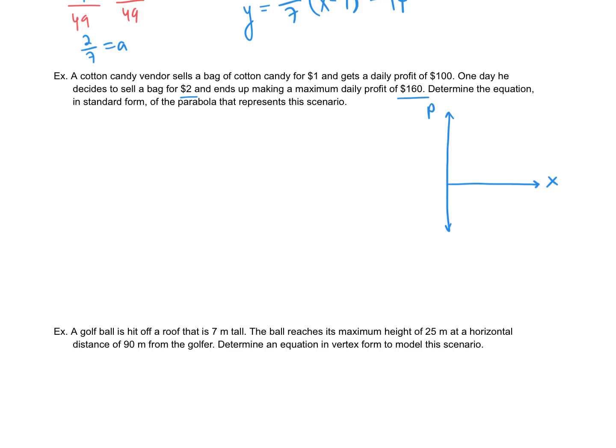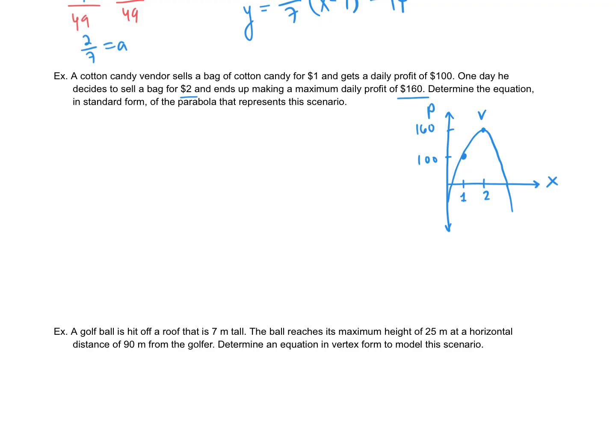And I am given some information. When the selling price is $1, the profit is 100. That's a coordinate. When the selling price is 2, we get this maximum of 160, and this is my vertex. And then my parabola would do something like this. Now I can go down into the negatives. I can have a negative profit. I'm losing money.